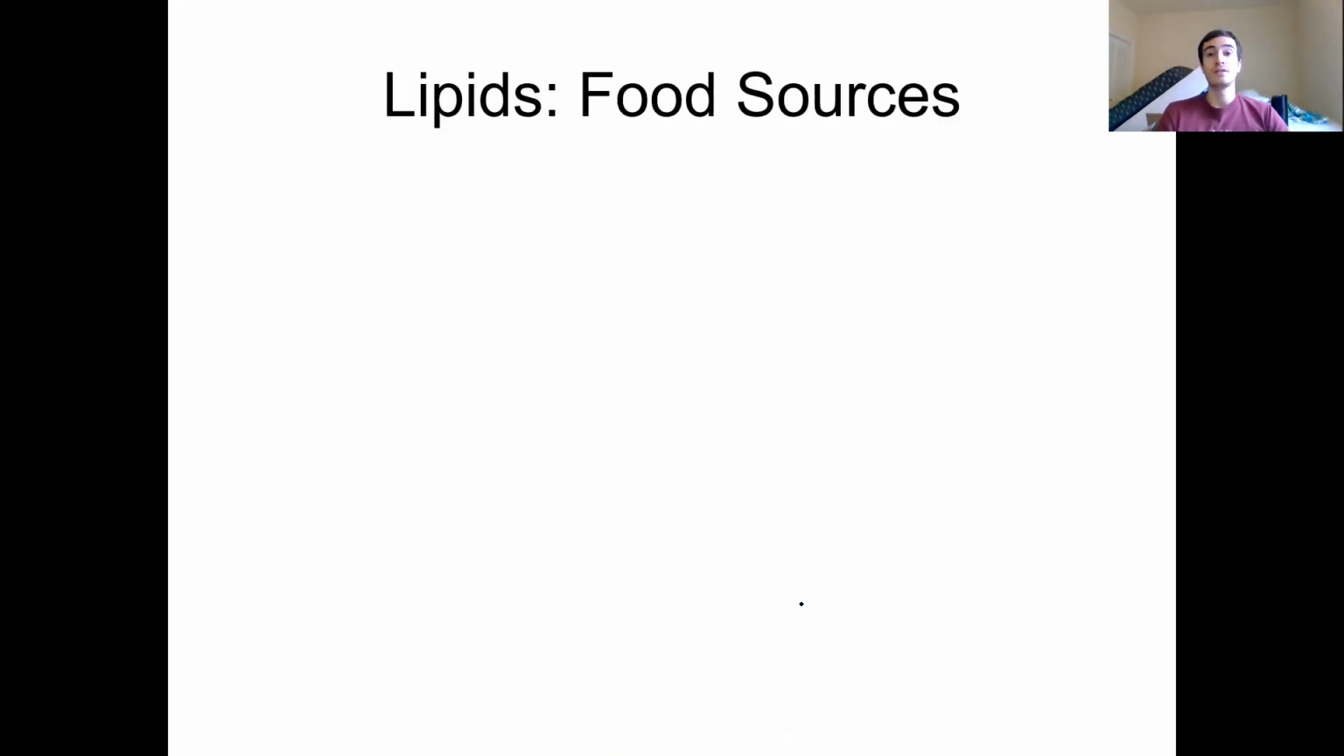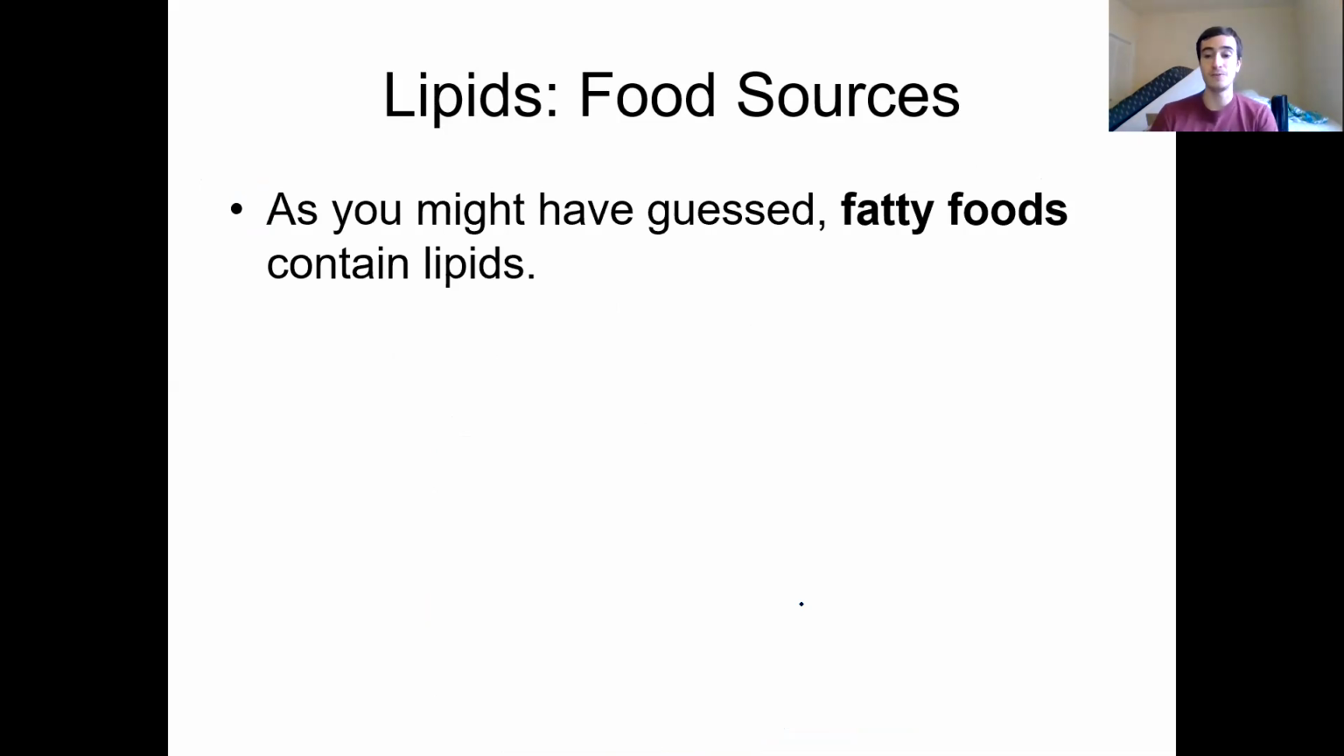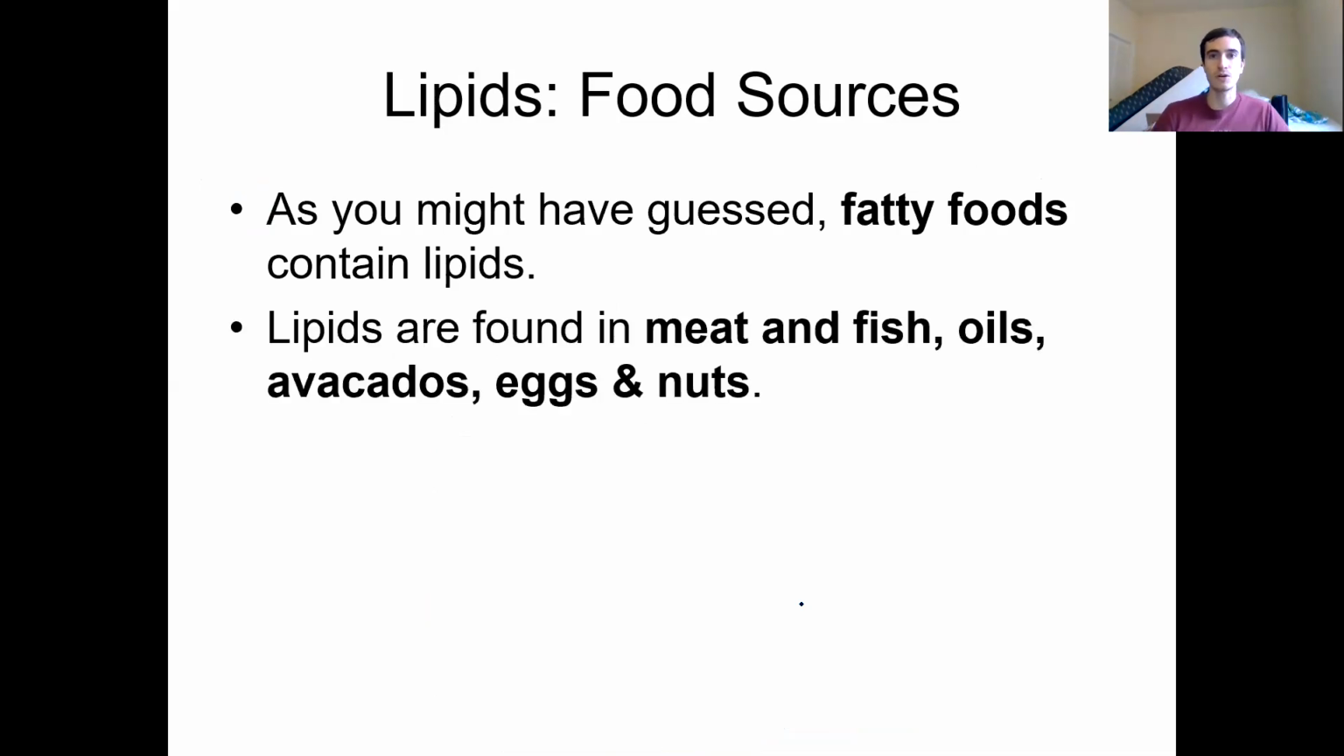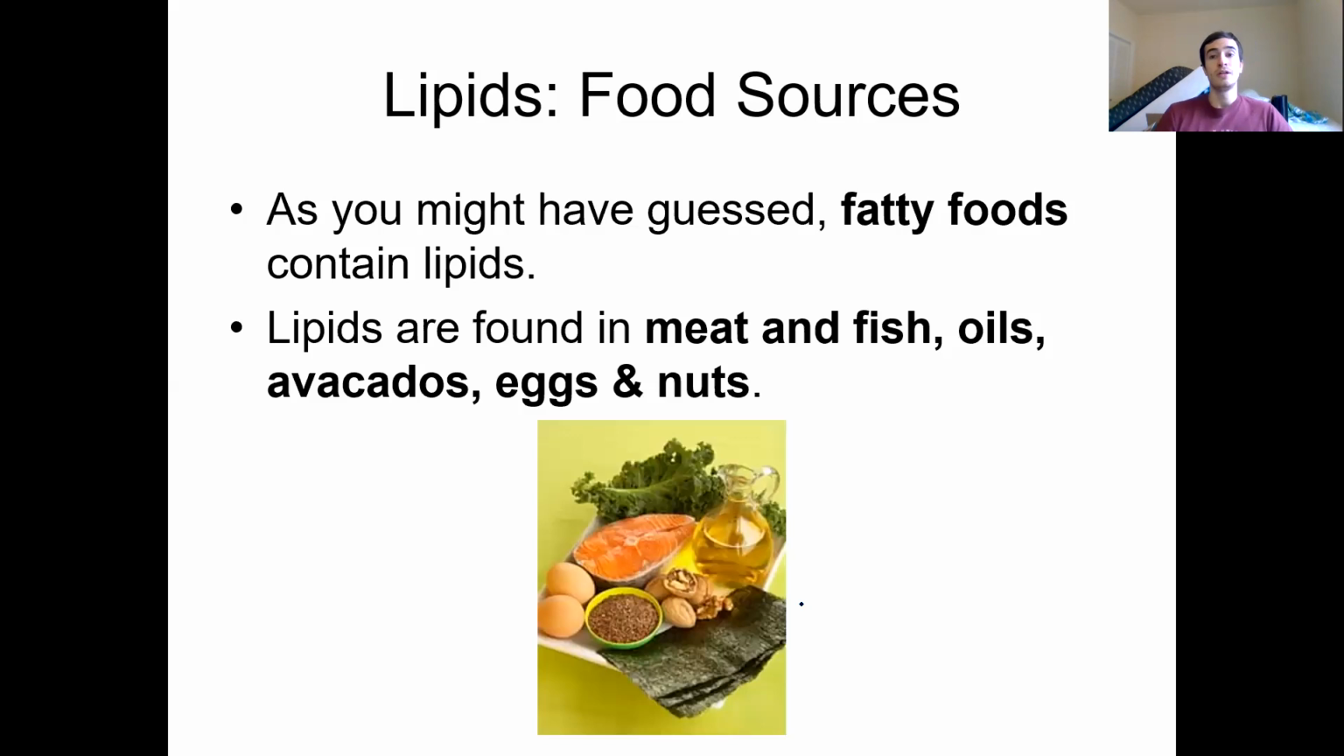So as you might imagine, based on the fact that lipids are essentially fat, you get lipids from eating very fatty foods. So things like meat, especially red meat, like hamburger, steak, bacon, stuff like that, very, very high in fat content. Some fish like salmon and tuna has a relatively high fat content. Oils like olive oil, canola oil, avocado oil, these guys are basically just straight lipids.